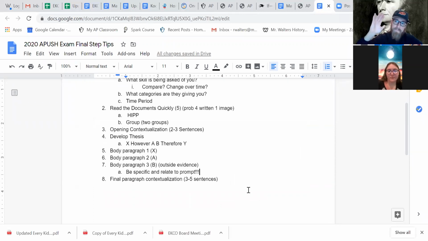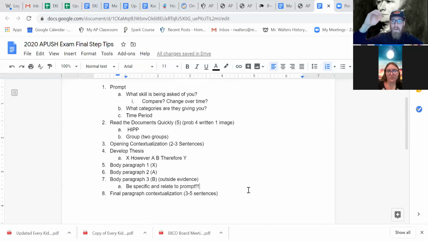Last paragraph, 3 to 5 sentences explaining what happens next. So we talked about America expanding its role till 1910. What happens after 1910 is World War I. So we need to explain why the United States felt the need to engage in World War I, and then you could even move on into and then engage in World War II. So that's my really high overview of the different parts of the exam.